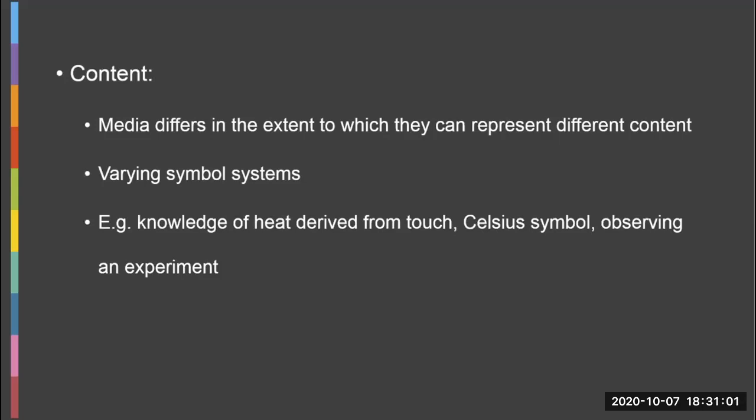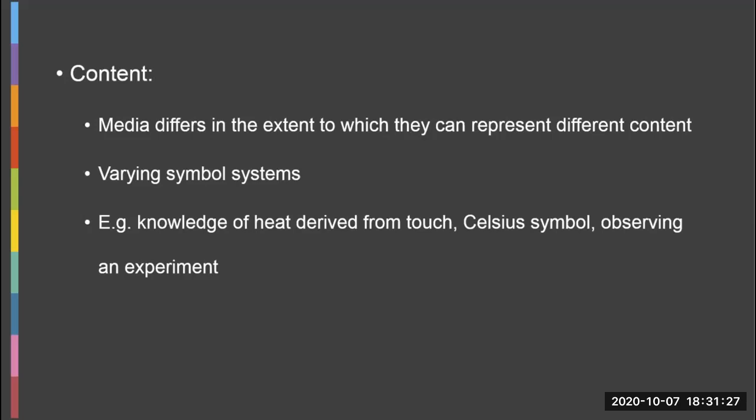Your first instance would have been derived from your touch sense. So if you were little or whatever the case may be, and you approached perhaps the stove or some appliance, it was probably hot, and you first picked up on that. However, if you are reading a textbook or you're reading something, heat may be represented in Celsius or Fahrenheit. So it is a different symbol system.